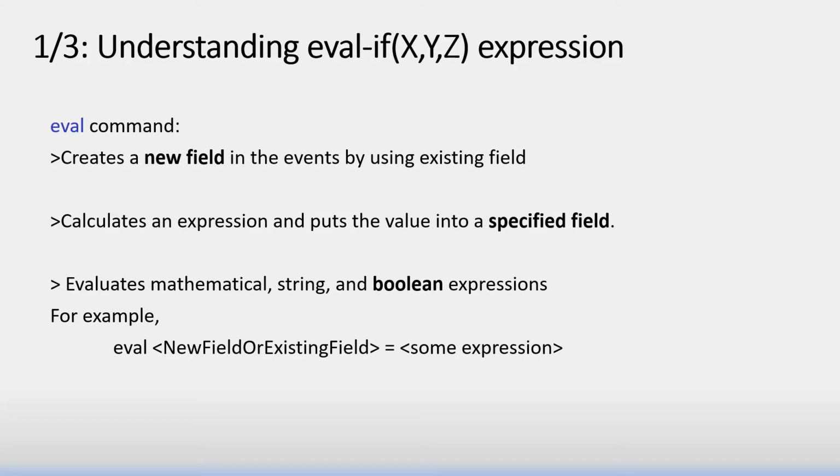As you see on the screen, I have written one example: eval, and the field name which you give, either an existing field or a new field, equal to some expression. These expressions can be mathematical, string, and boolean expressions, and the result of this expression will be returned into the field name which you specify after the eval.